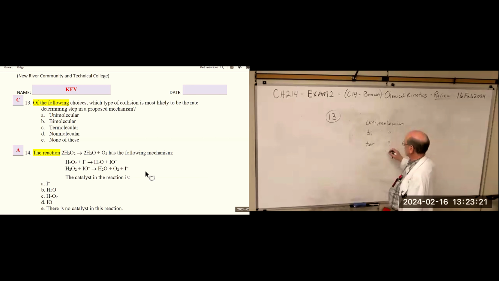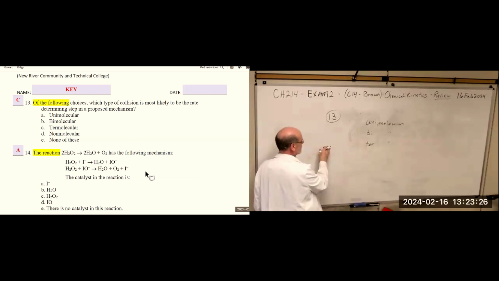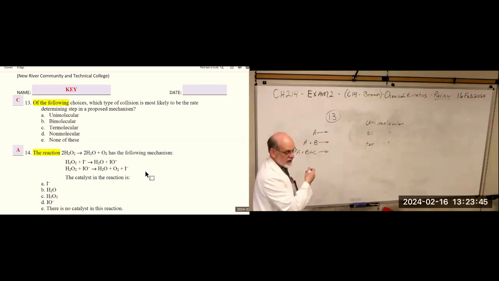You remember how they're characterized. So for a proposed mechanism, the step that's unimolecular just has A going that way. The bimolecular is either 2 A's or A and B. And a termolecular is an A and a B and a C, or 3 A's or 3 B's. There are 3 that have to come together with the right energy and the right orientation.